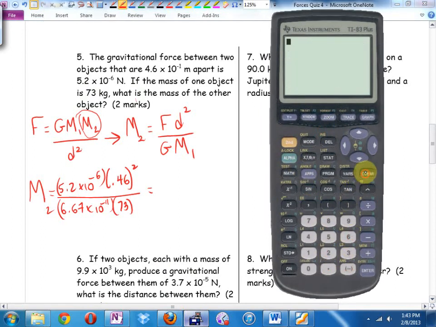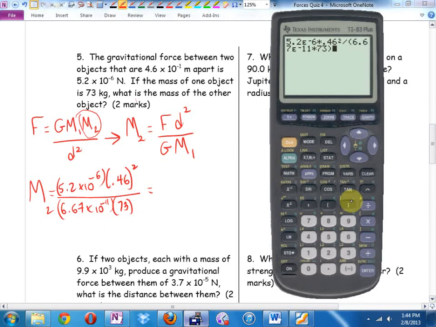Oh, that didn't work. Let's try that again. 5.2. Negative 6 times 0.46 squared divided by... How many numbers are there in the bottom, Jordan? 2. So brackets. How many numbers on the top? Why didn't I put brackets around the top?